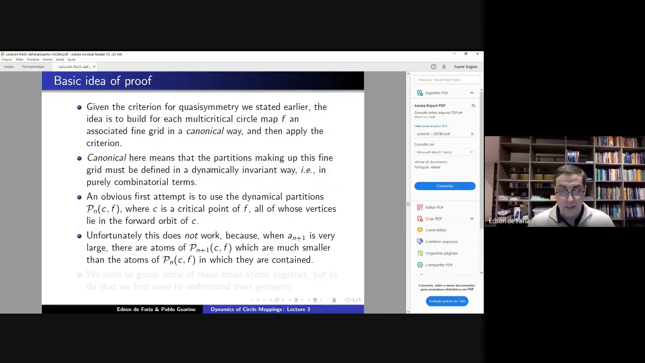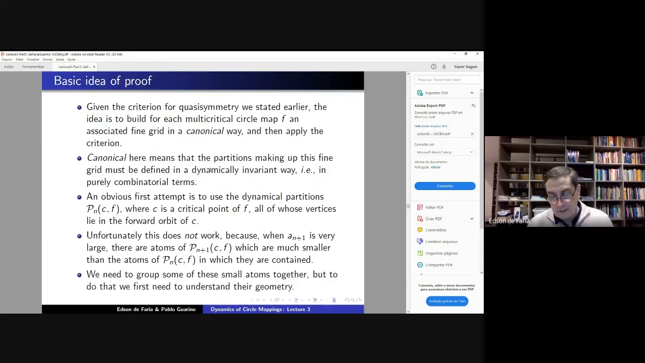And then when you look at an atom of P_n at level n, and you go from level n to level n plus 1, this atom is going to be divided into more than a_{n+1} atoms, and therefore they have to be very small, because there's a zillion of them inside the atom at level n. So this is not going to work. You cannot use the P_n directly to claim you have a fine grid.